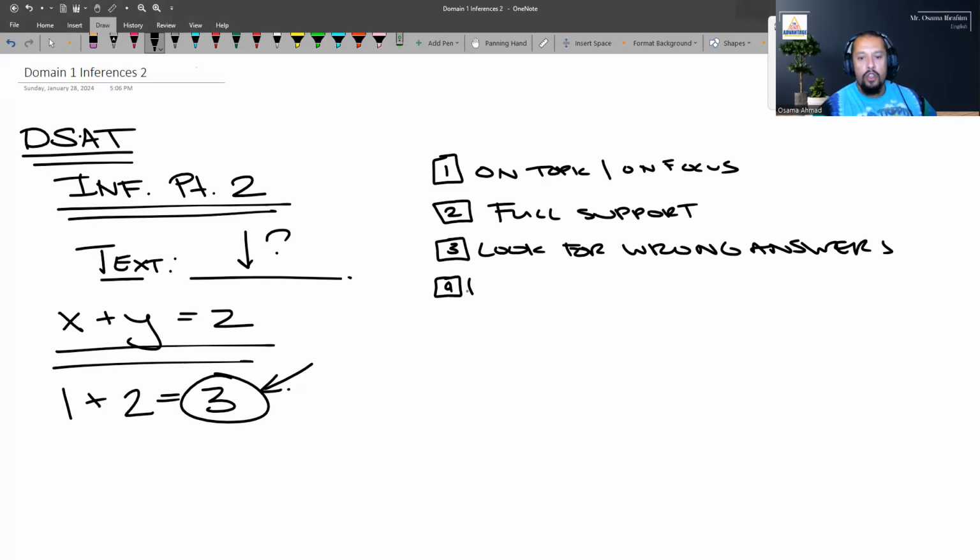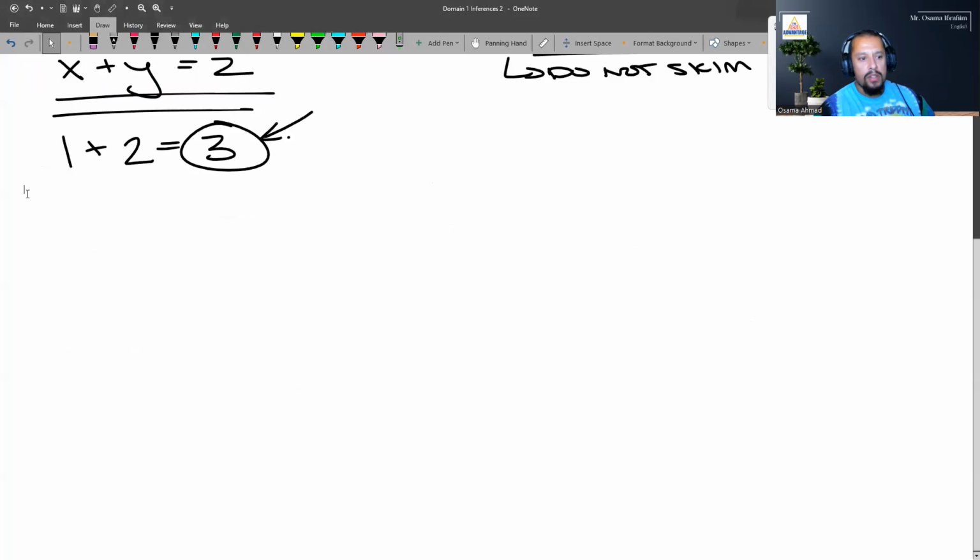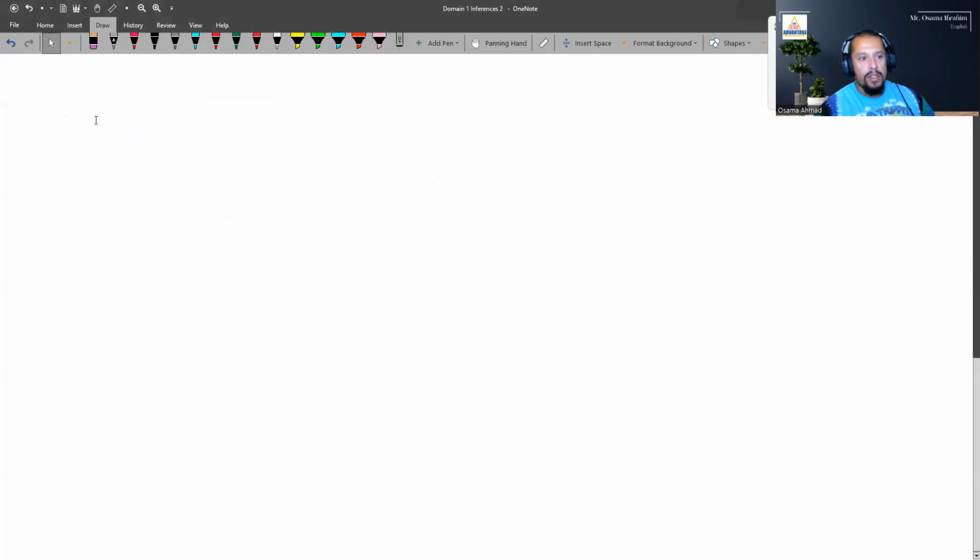Number 4, make sure you read the text. And more importantly, you do not skim. The digital SAT is very good at making every piece of information count. So make sure you take those steps. Now let's get started right here. Here it is, inferences part 2. I'll give you a bit longer than 2 minutes and 15 seconds.